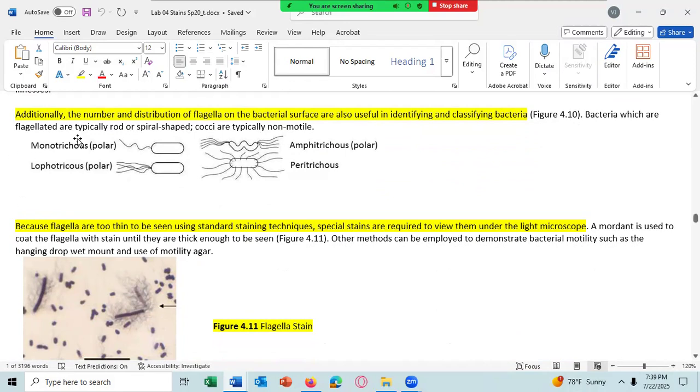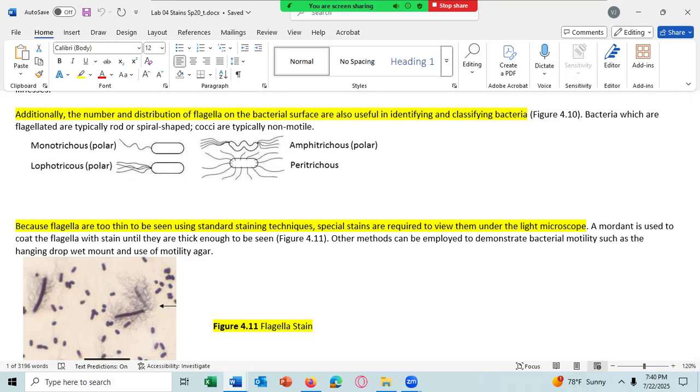There's monotrichous. The species has only one flagellum. There's lophotrichous. The species has multiple flagella on one side of the cell. That's why we call it polar. There's amphitrichous, and that has flagella on both sides of the cell, also called polar. And then there's peritrichous. The cell has flagella all over the cell. Any question about any of that?